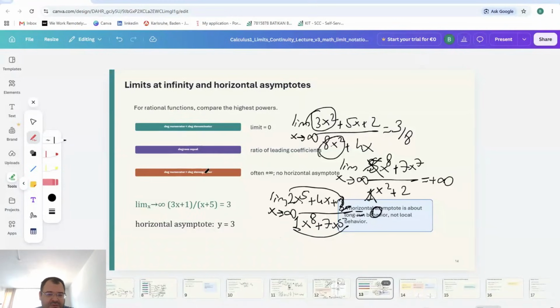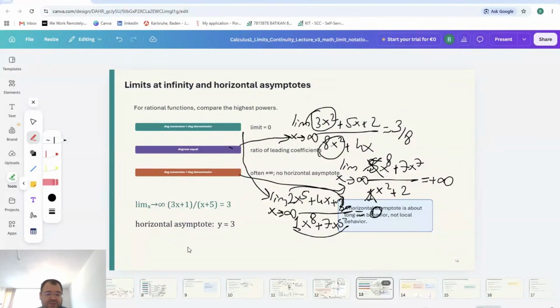So those are the rules explaining this. When the degree of the numerator is smaller than the degree of the denominator, this is the third case I just described. When the degrees are equal, this is the first case, the first example I gave. And when the degree of the numerator is greater than the degree of the denominator, this is the second example I gave. So those are the shortcut tools.